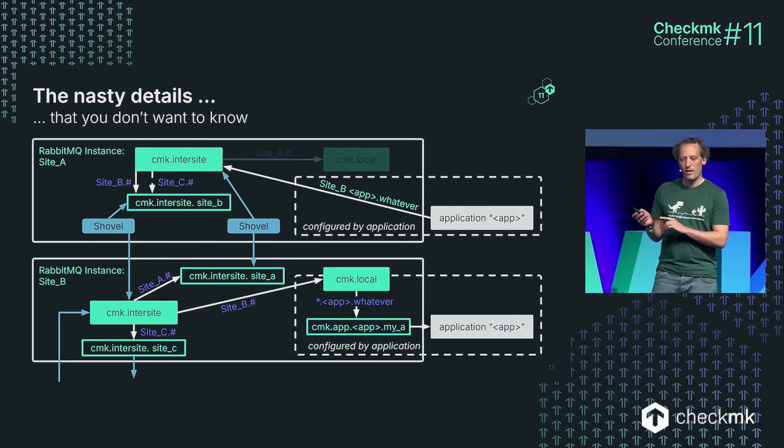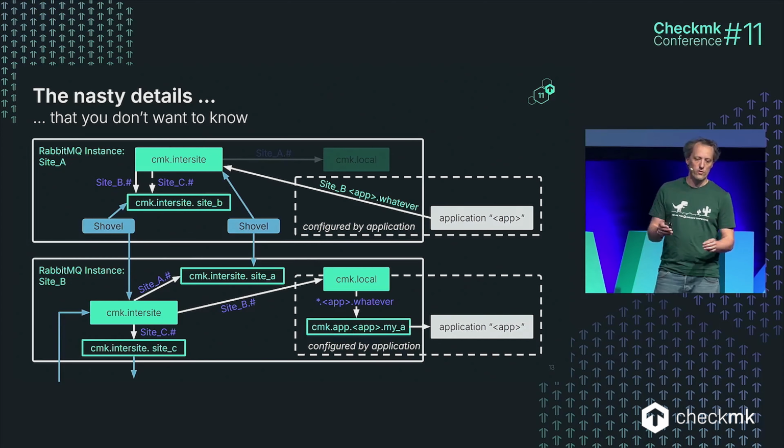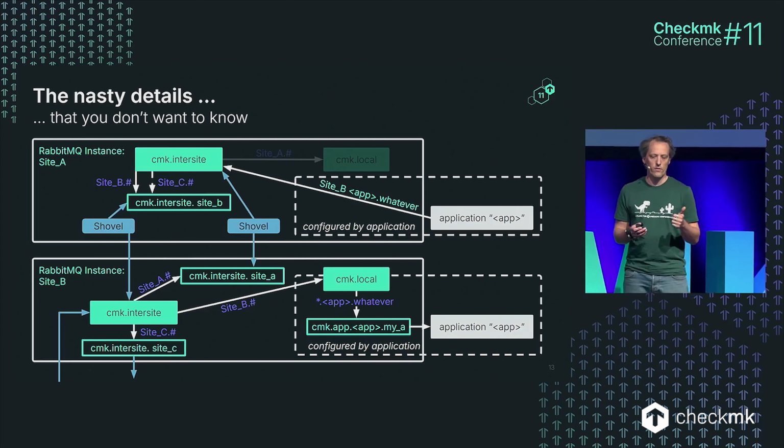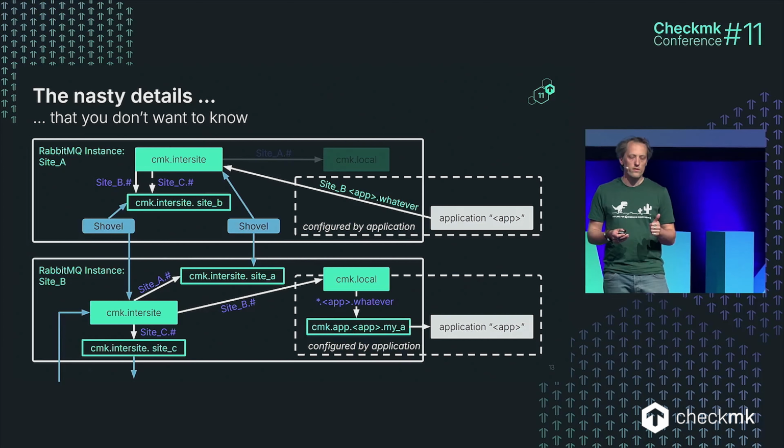OK, so this application sends a message to the RabbitMQ instance, and this is also already the first answer to the first problem. The RabbitMQ instance is configured to use mTLS always, period.